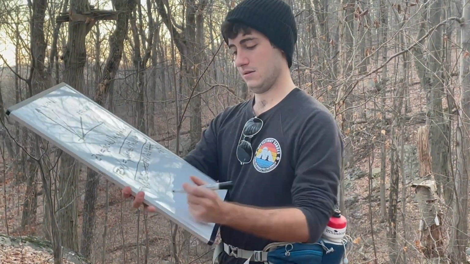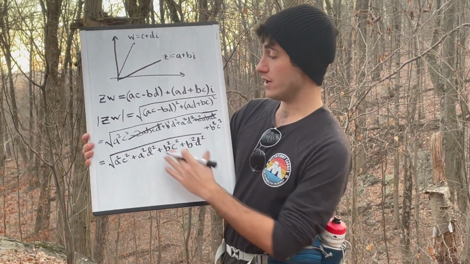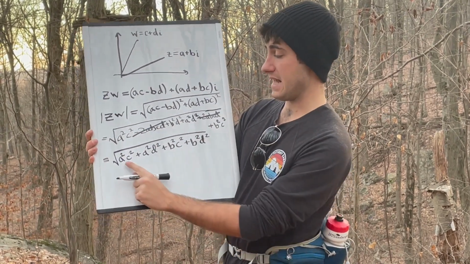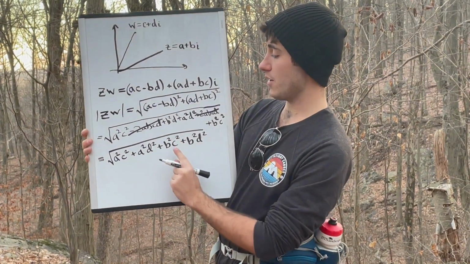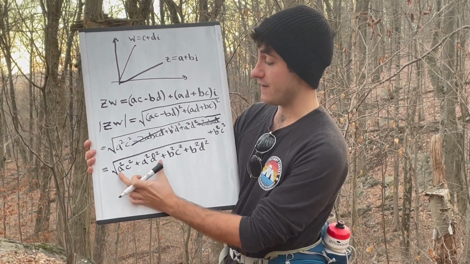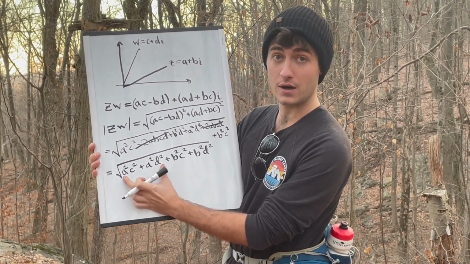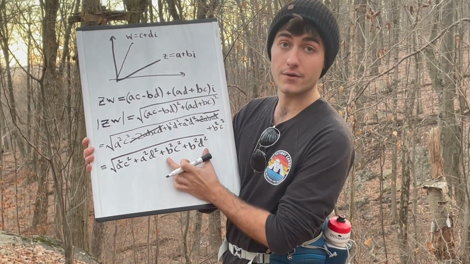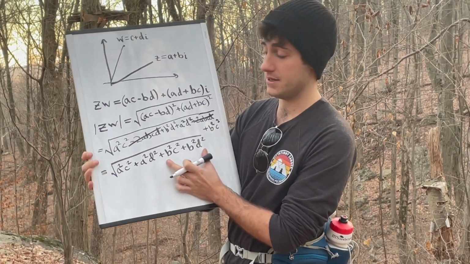So next step, what I've done here is I've just rearranged the remaining four terms to be a squared c squared plus a squared d squared plus b squared c squared plus b squared d squared. And what we can do is factor out a common factor of a squared from these two terms, and factor out a common factor of b squared from these two terms.